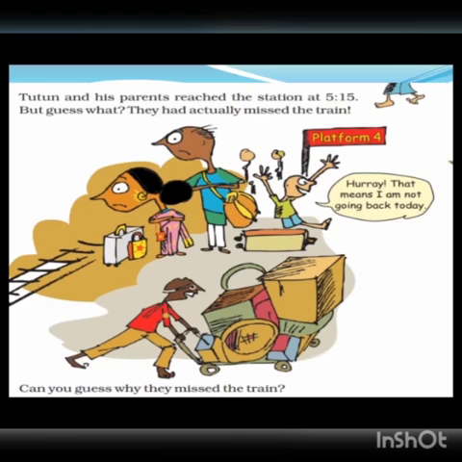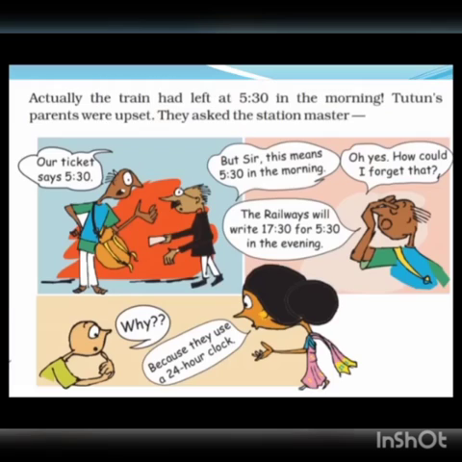Let me tell you the reason. Actually, the train had left at 5:30 in the morning. Tutun's parents were upset. They asked the station master, Our ticket says 5:30. The master replied, But sir, this means 5:30 in the morning. He said, Oh yes, how could I forget that?